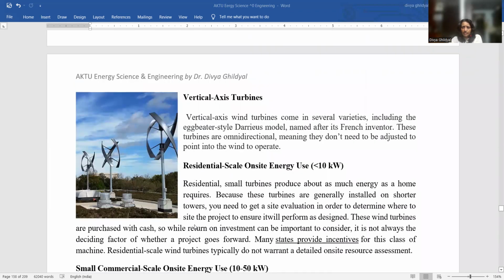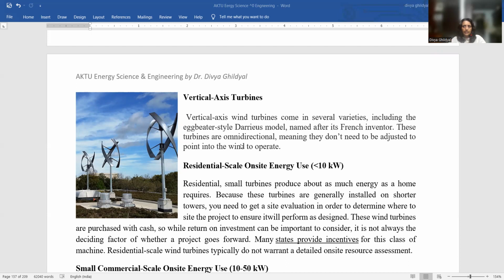For vertical wind turbines, if you look at the diagram, it looks more like an egg beater style. It does not have only three blades. The diagram shows the positioning of the vertical axis wind turbines.